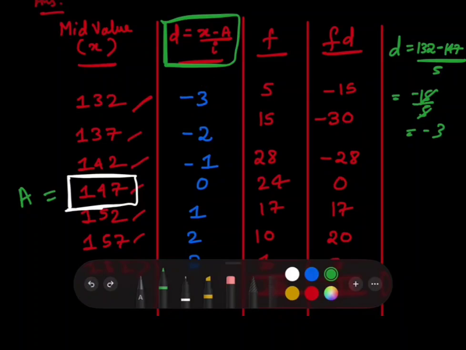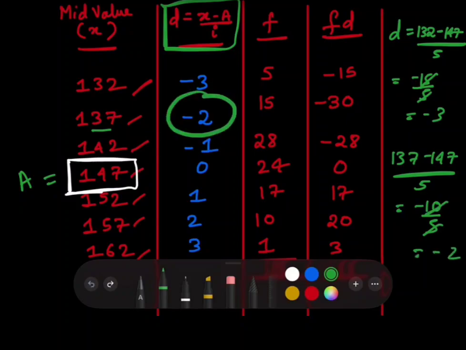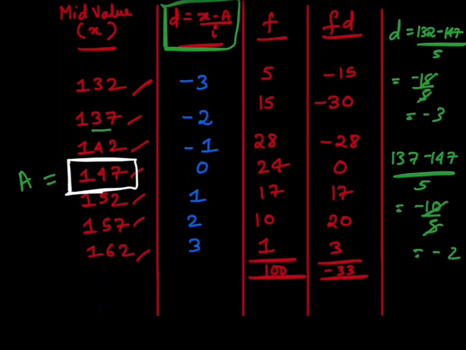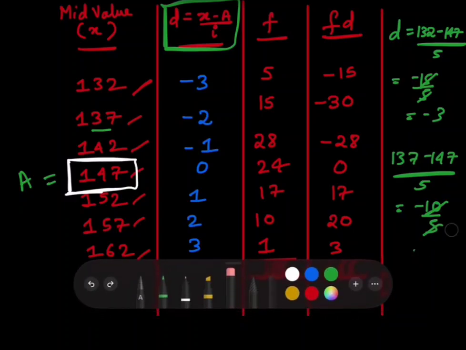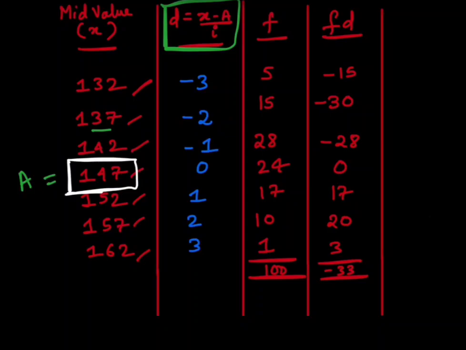Next one, in the same way, 137 minus 147, which is the assumed mean, divided by I, which is 5 only. That gives us minus 10 by 5, which is minus 2. In the same way, we continue: 142 minus 147 by 5, which becomes minus 5 by 5, which gives us minus 1. And so on, we continue to find d for the other values of x. This reduces our larger values to smaller ones and makes our calculations easier.